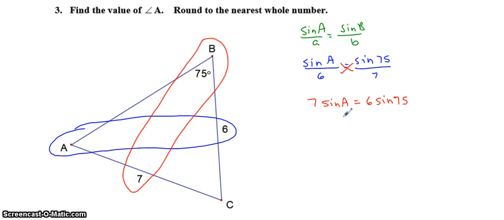Now, here's where things are a little bit different. You're not going to get A by itself. What you're going to do is get sine A by itself. So you're going to divide both sides by 7. Now to get A by itself, sine inverse both sides. So A is sine inverse of 6 times sine 75 over 7.